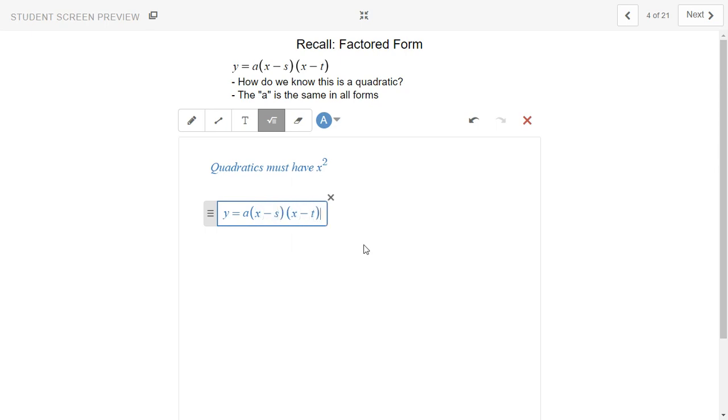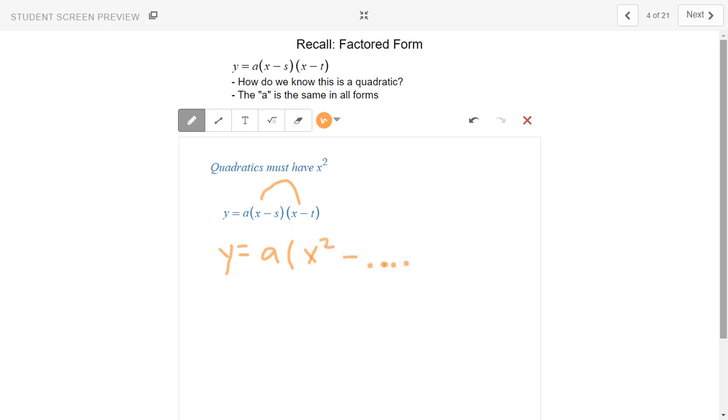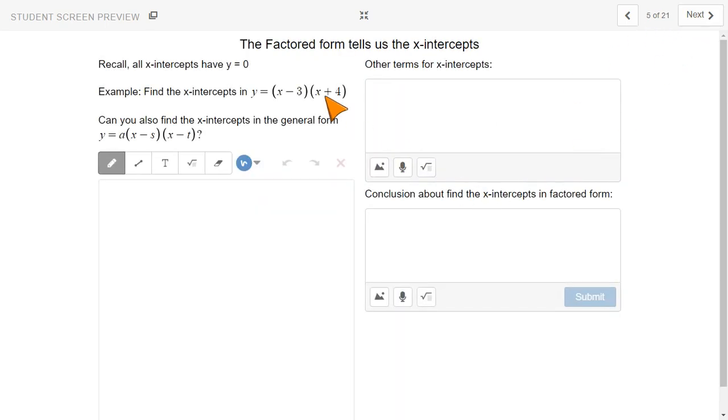But upon closer inspection, if we were to expand this, the first thing we would do, we would take our x and we multiply our x. So our next row, we would have a times x squared, and it goes on. Now, once we know that we have an x squared in our equation, then this must be a quadratic. A is also the same in all of the forms. So the factored form will tell us the x-intercepts.